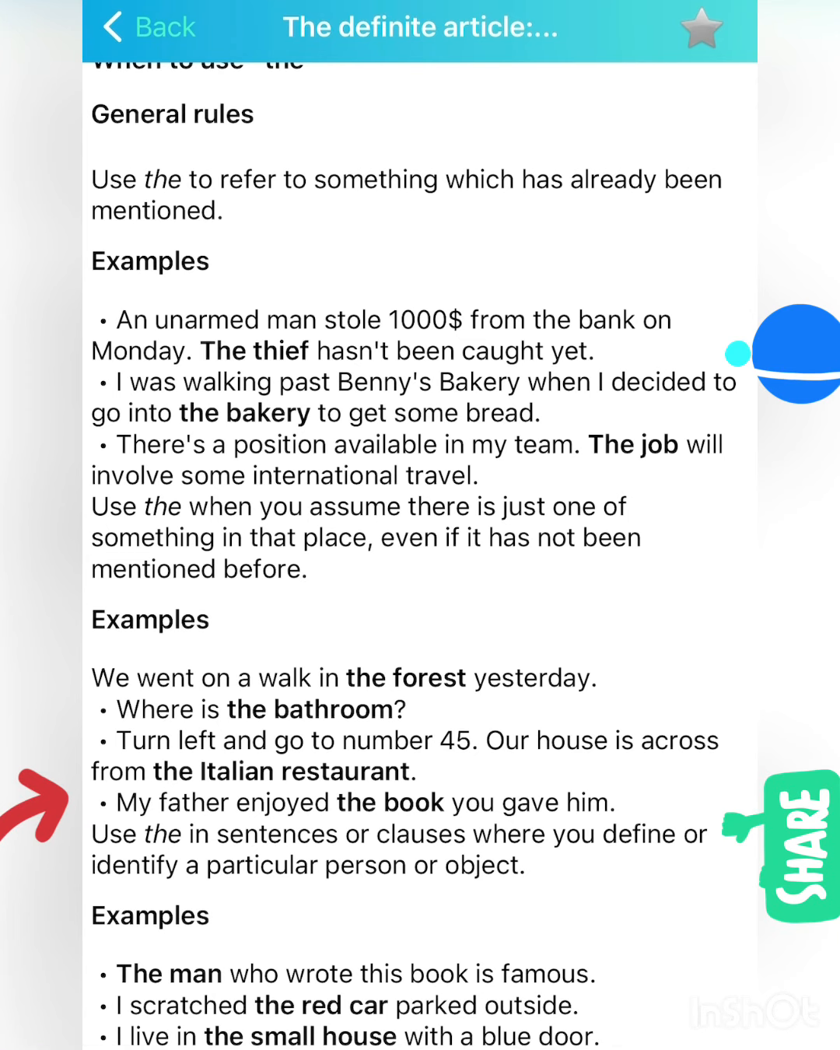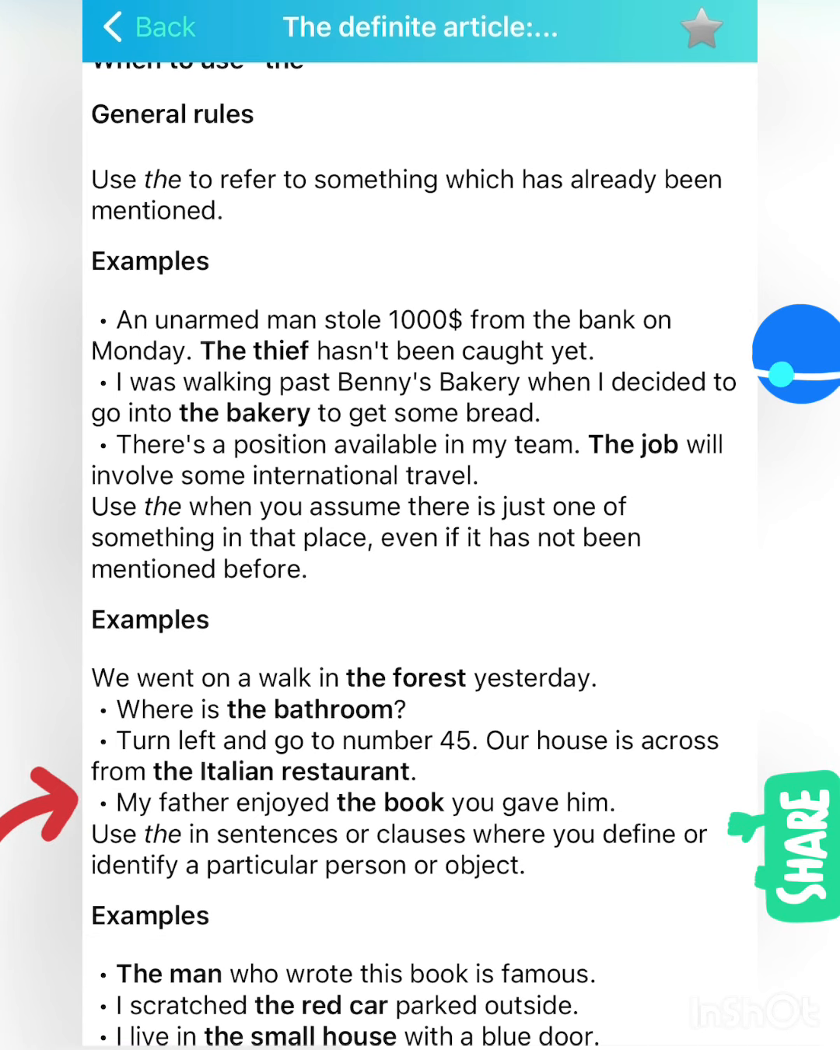We went on a walk in the forest yesterday. The only forest that is there in that particular place. Okay? You cannot be in a place where there are different types of forest and then use this statement. No, it will not make sense.